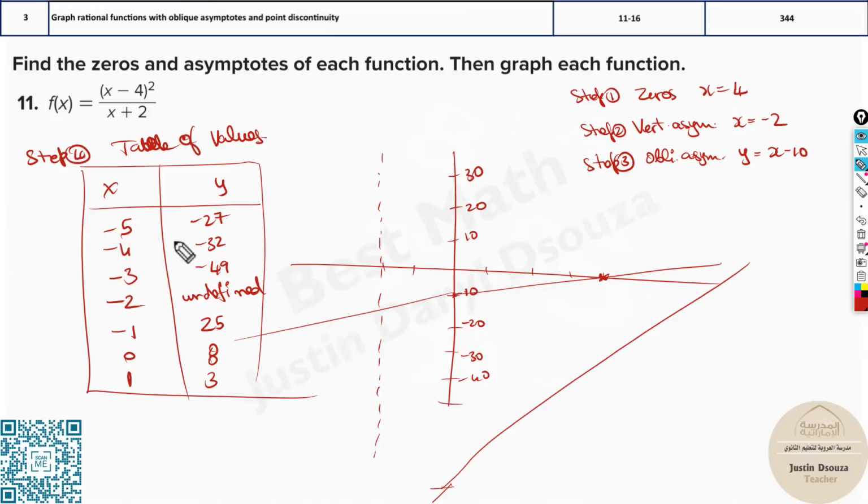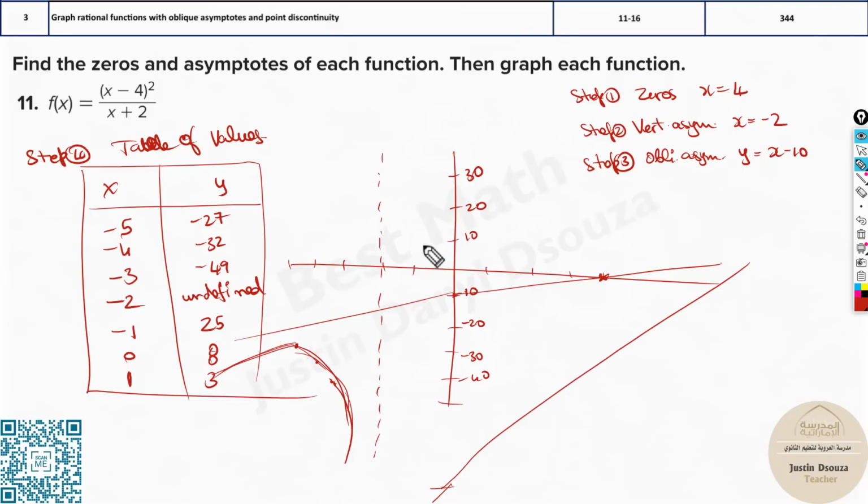Let's carry on. Now at minus 5, where is minus 5? It's somewhere over here. The answer is minus 27. So somewhere over here will be the point. Minus 4 is negative 32. Minus 3, it's negative 49. And at minus 2 it's undefined, obviously, because this is the asymptote. So you can see the graph would be something like this. Now this is not at all accurate, guys, but I hope you're getting the gist of it.